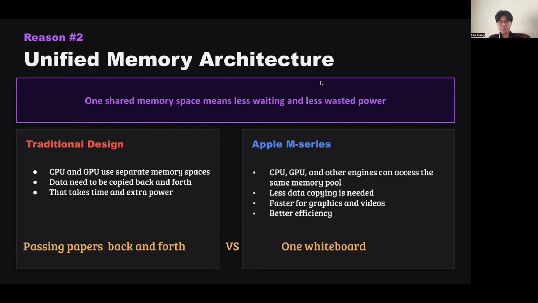On the other hand, with Apple M series, think of it as one big whiteboard. CPU, GPU, and other engines can access the same memory pool. So less data copying is needed and it's faster for graphics and videos. It's also better for power consumption and more efficient.